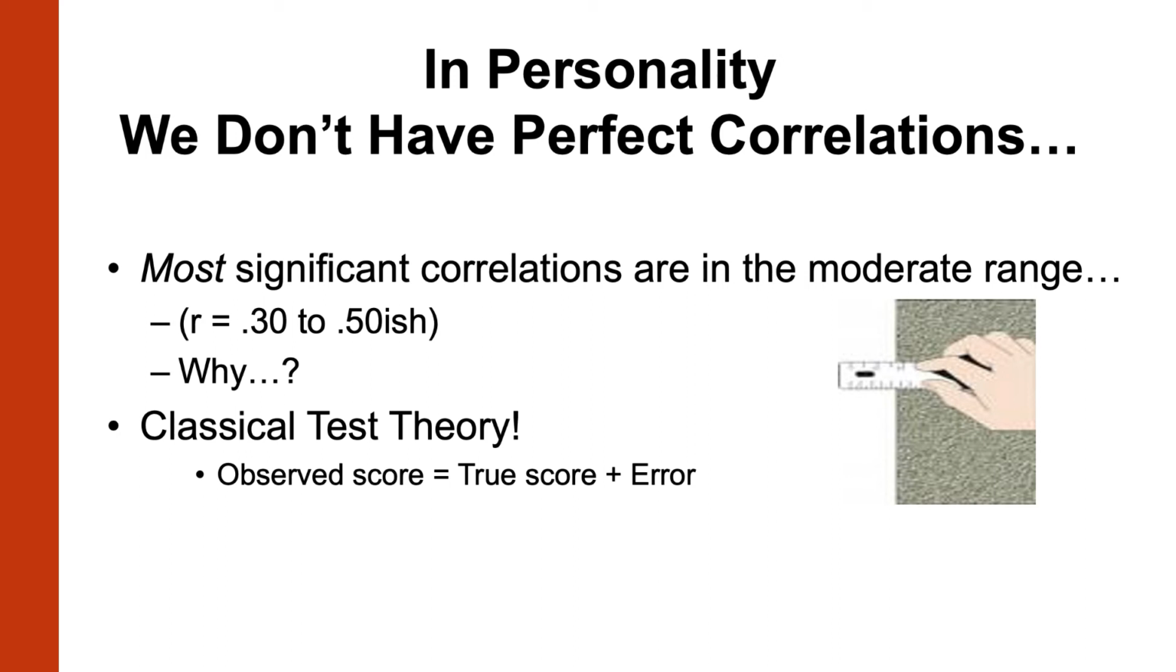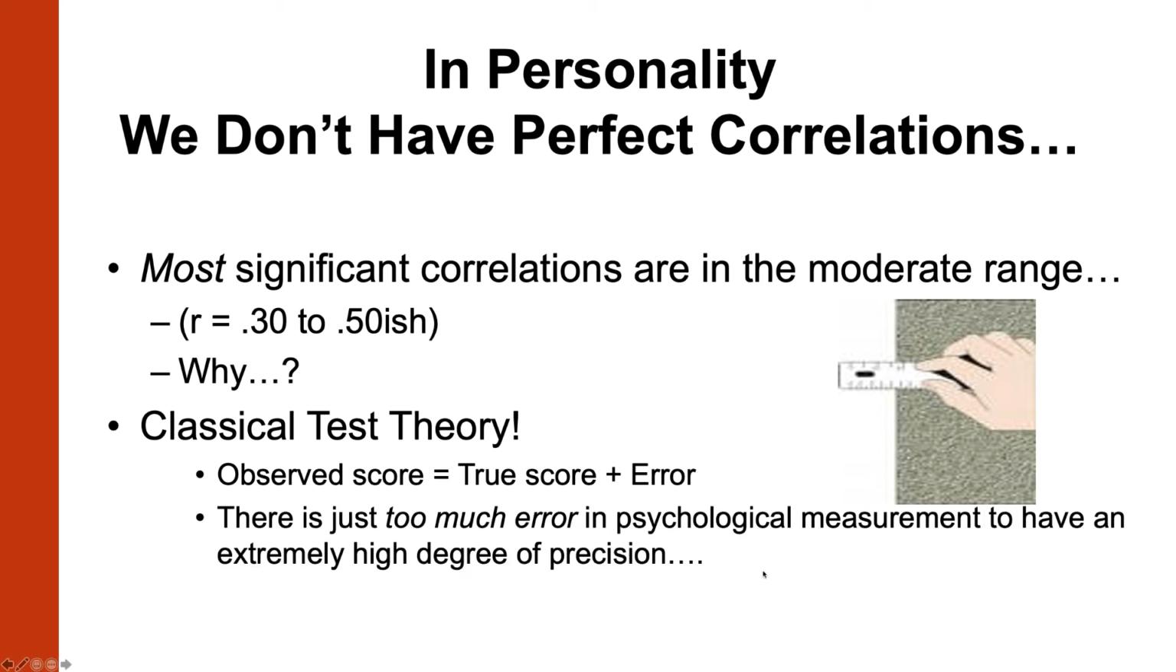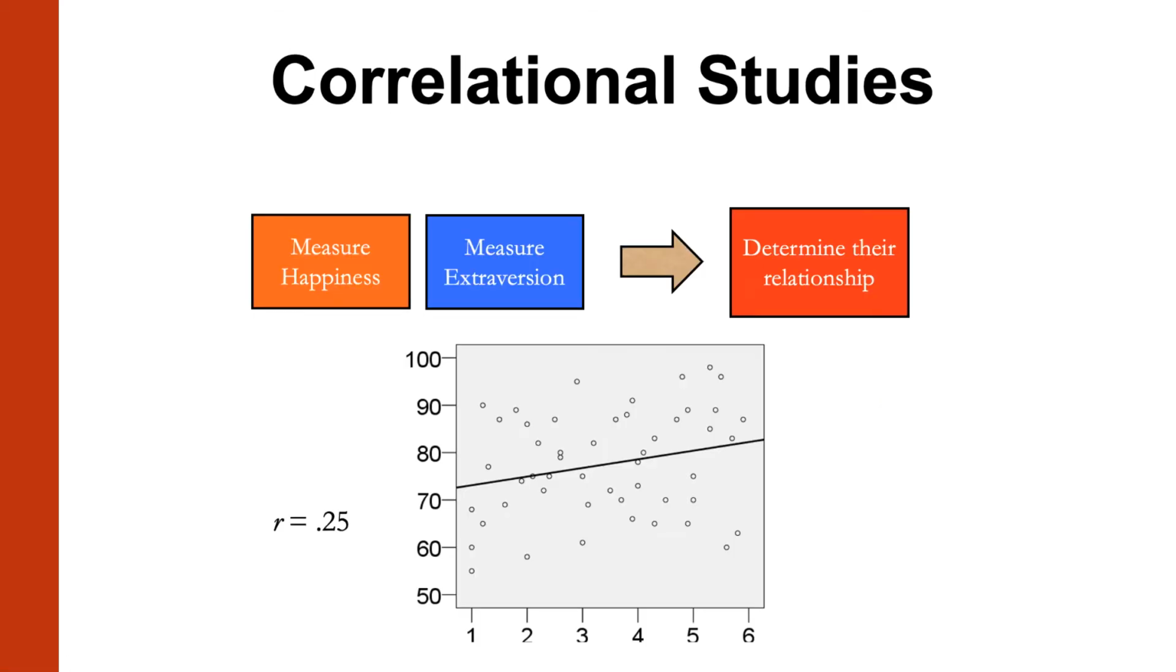Error is always going to be there. It's always present. It can either be random error, so it affects some measures some of the time, or it can be systematic error in which you either have an uncalibrated device that you're using to measure or maybe an error in a scoring key. The point is, there's just too much error in psychological measurement to ever have an extremely high degree of precision. It's possible to get a high degree of precision in measurement, but perfect measures and perfect correlations are not something that happens.